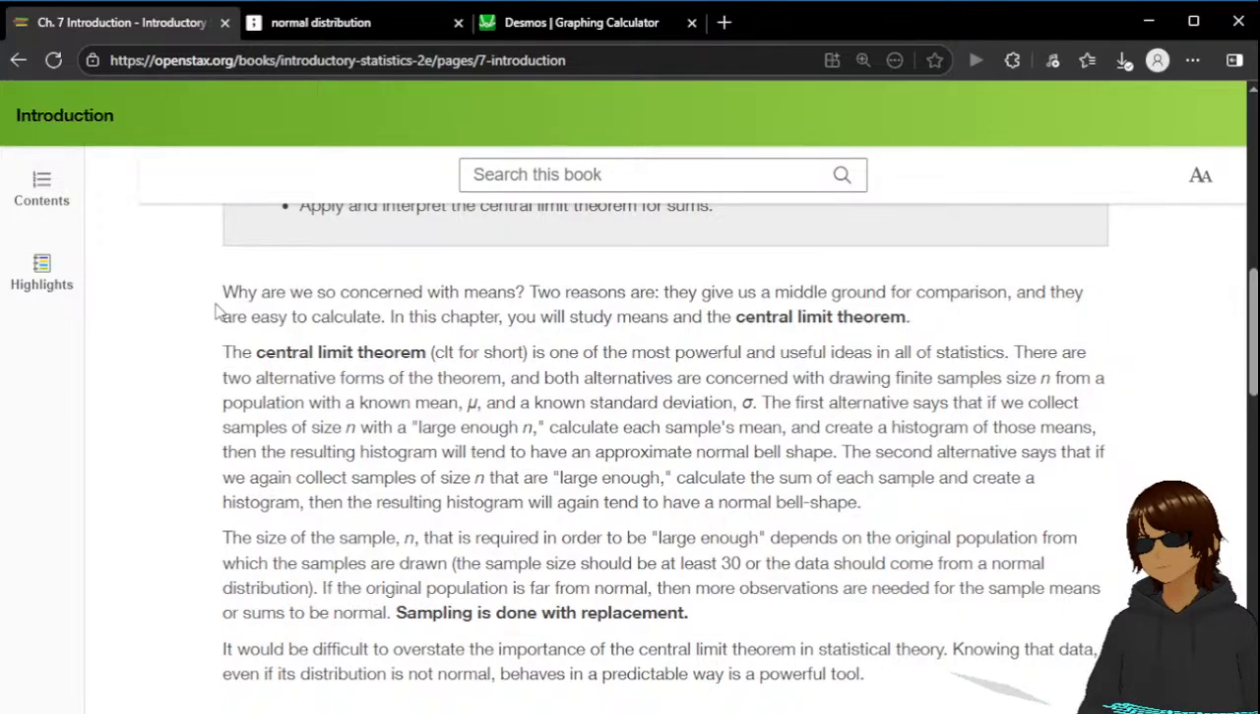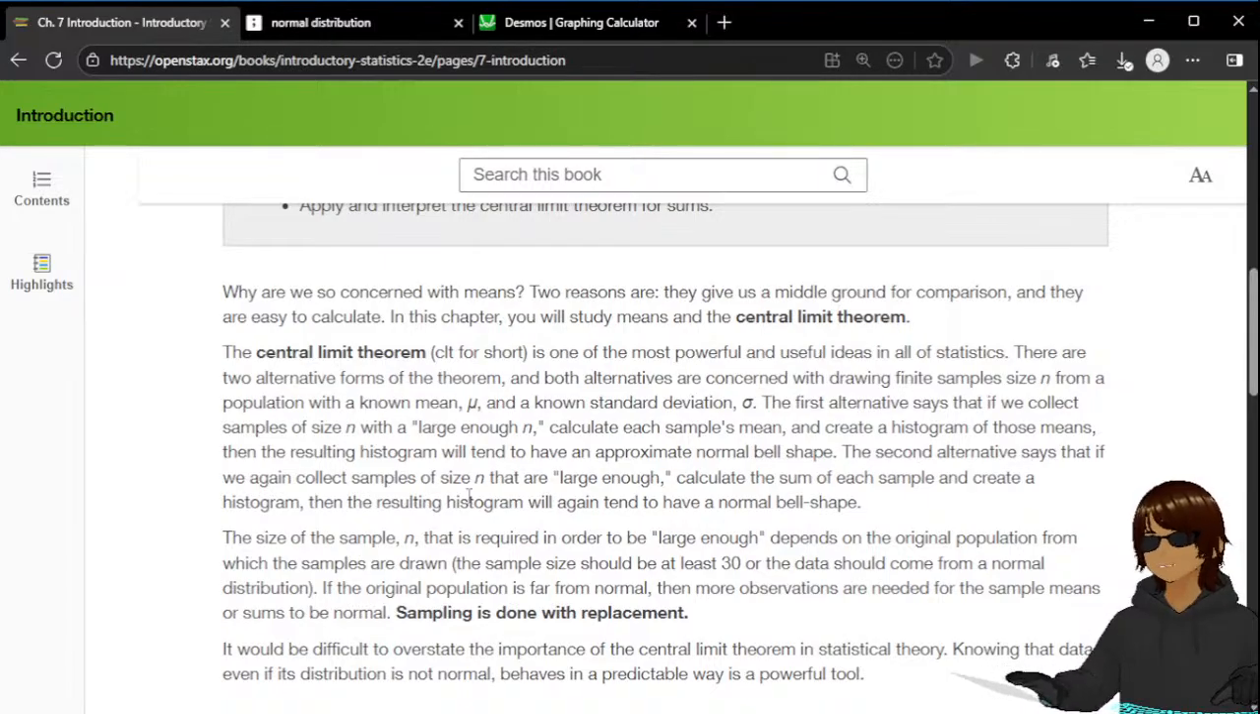There are two alternative forms of the theorem. Both alternatives are concerned with drawing finite samples of size n from a population with a known mean mu and a known standard deviation sigma. The first alternative says that if we collect samples of size n with a large enough n, calculate each sample's mean, and create a histogram of those means, the resulting histogram will tend to have an approximate normal bell shape.